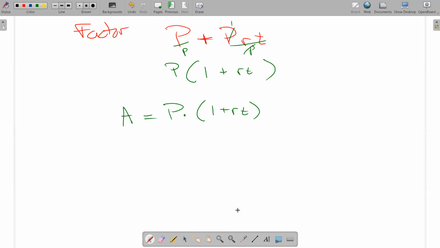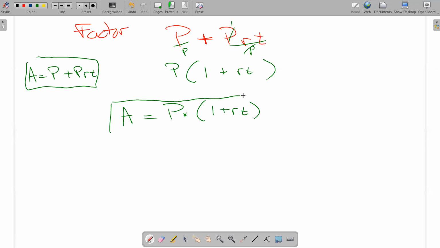The cool thing about this here is I can get rid of this multiplication if I wanted to by dividing this crazy parentheses to the other side. So we have a couple formulas right now. We have the original A equals P plus PRT. Great formula. We have a new version of that that says A equals P times parentheses 1 plus RT. And both of these formulas are designed to calculate the future value.